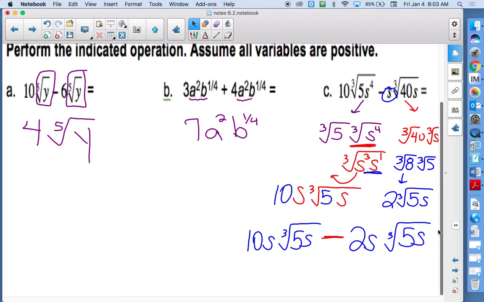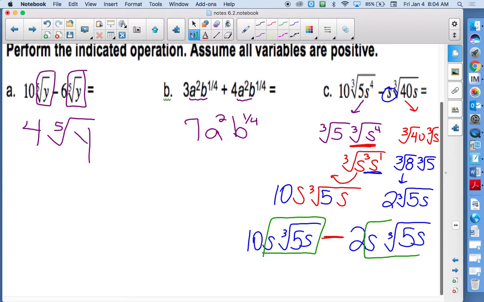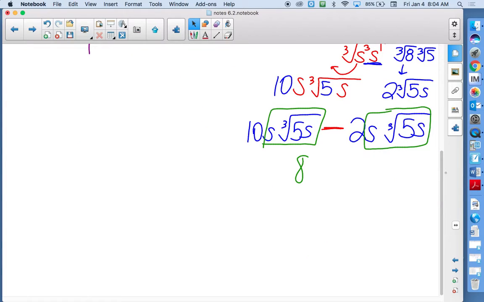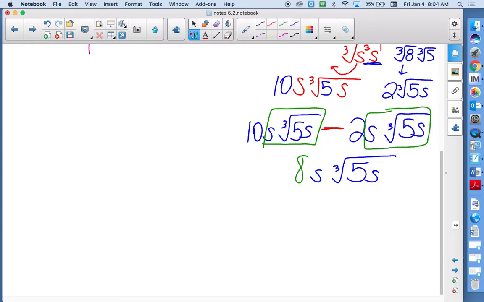So it's like we're simplifying each piece of that problem, but our end goal was to get it to have the same like term part. That's all of the stuff after the numbers. So once they're the same, then you can subtract the numbers in front. So 10 minus 2 gives us 8. And then we have s, and then the cube root of 5s. So the like term part we had to make the same. We had to make those radicals become the same. Once they were the same, then we could subtract the numbers in front.